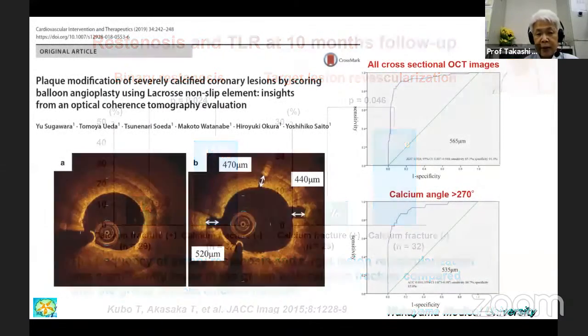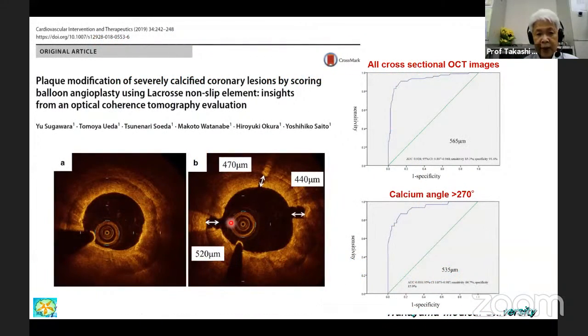And this is another report from Japanese colleagues. They use a scoring balloon, and if the calcium angle is more than 270, the best prediction thickness of the calcium fracture is 535 in this report. Therefore, similar data.